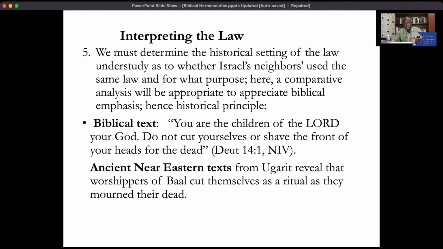We have another example. Here also you have the biblical text. "You are the children of the Lord your God. Do not cut yourselves or shave the front of your heads for the dead." Deuteronomy chapter 14, verse 1. The ancient Near Eastern text from Ugarit revealed that worshippers of Baal cut themselves as a ritual as they mourn their dead. So you can see here another text from Ugarit suggests that people should cut themselves for the dead. And God is saying that you don't have to do that.